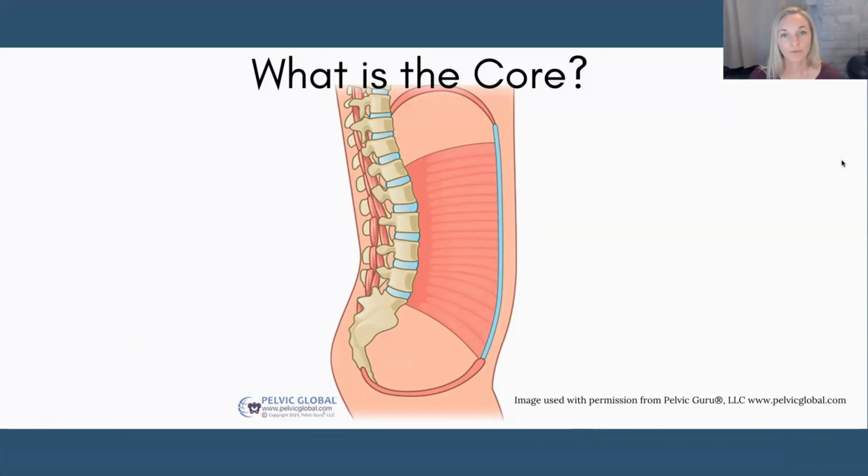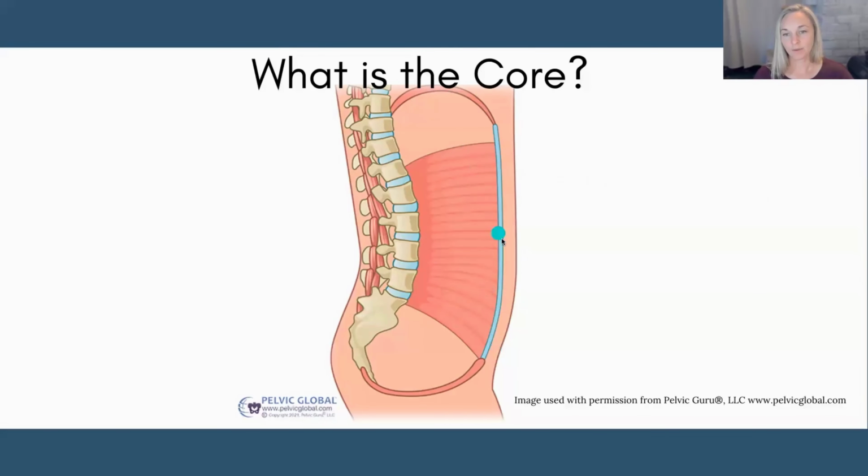Before we move on to some exercises, we're going to first talk about what the core is. We're going to look at the core as a canister. Starting at the top, we've got the diaphragm right here, which is underneath our rib cage. It's what helps us inhale and exhale. We've got our abdominals here, more specifically our transverse abdominal muscle, which is the girdle muscle of the abdomen, meaning it's the deepest abdominal layer.